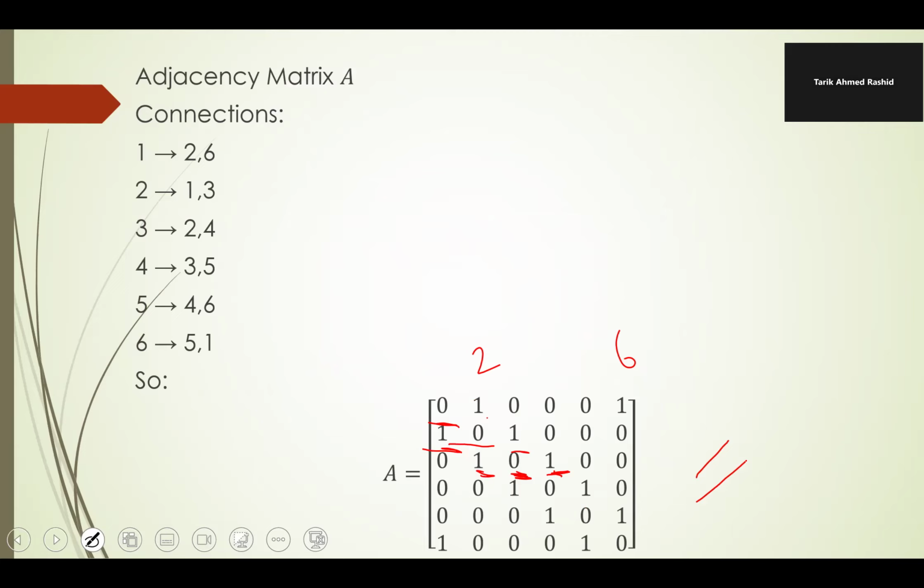This is also the adjacency connection. 1 is connected to 2 and 6. 2 is connected to 1 and 3. 3 is connected to 2 and 4. And 4 is connected to 3 and 5.